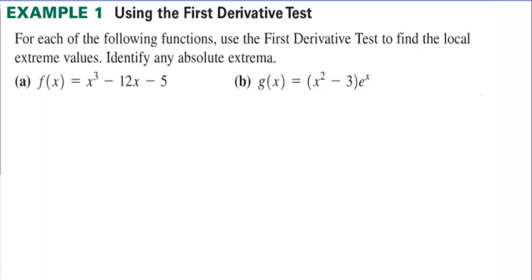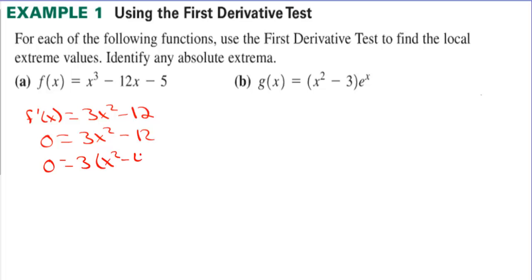Example 1, using the first derivative test. For each of the following functions, use the first derivative test to find the local extreme values. Identify any absolute extrema. Let's take the derivative of this function, f prime of x equals 3x squared minus 12, and we'll set that equal to 0. We want to know where this function levels out, and then we'll see if the derivative changes signs across these zeros. Let's factor out a 3.